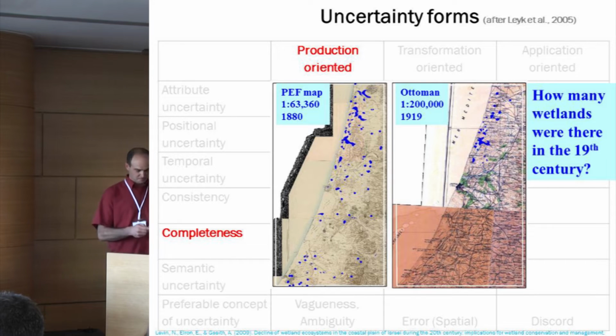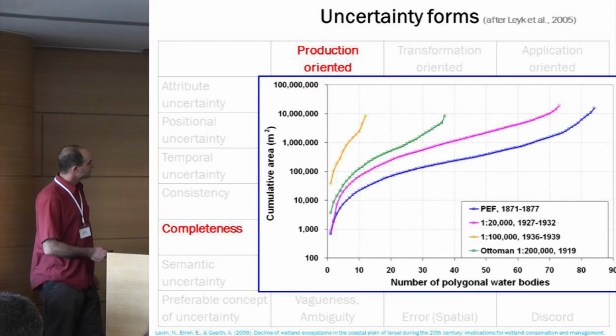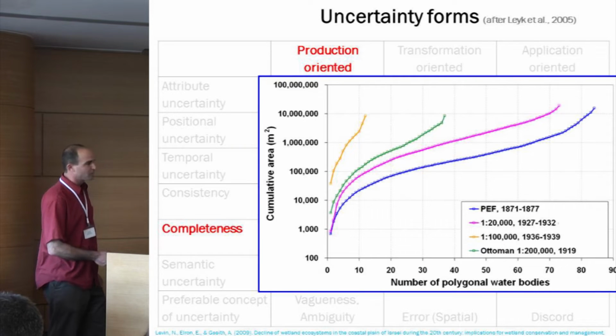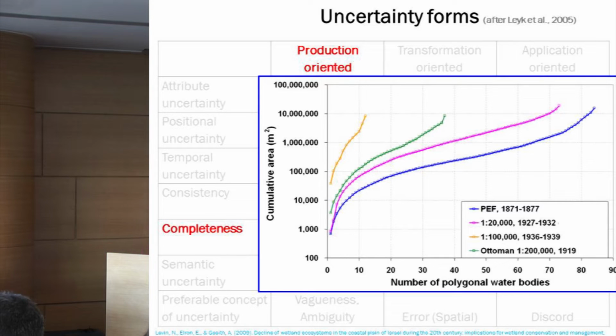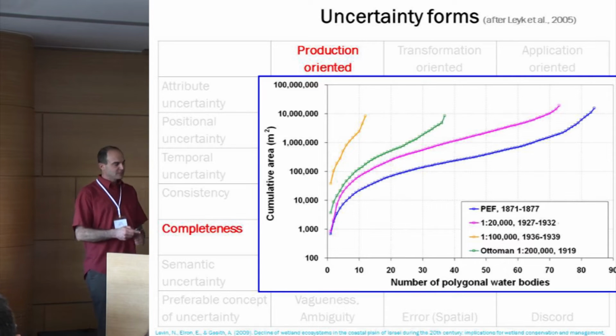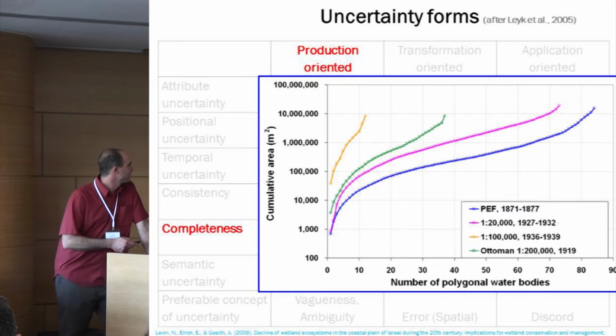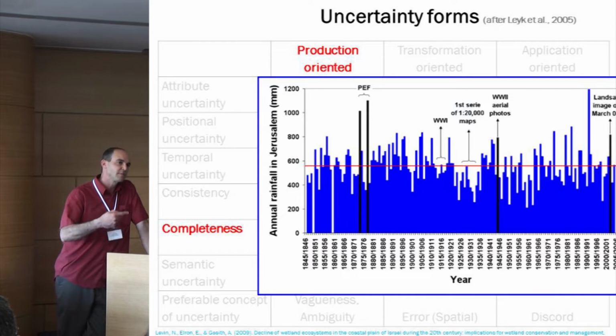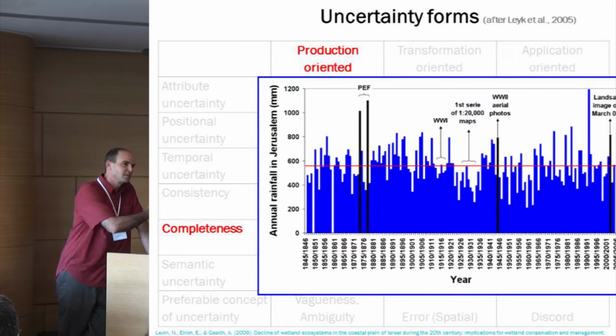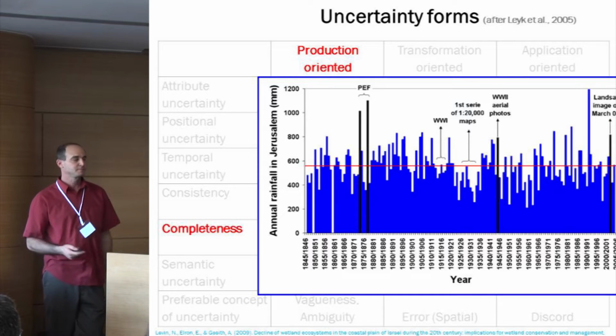Okay. If we examine the total number of water bodies, of wetlands, we can see that the PEF map, which was the oldest one, mapped in this area maybe 80-something wetlands, whereas the British Mandate map from the 30s mapped only 10 wetlands. So this is related to scale, but not only to scale. Other things that may affect the number of wetlands shown are, for example, rainfall. How much rainfall was there when the surveys were done? These are all temporary wetlands, most of them.